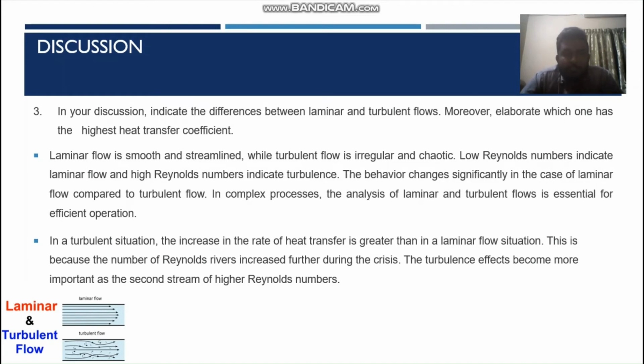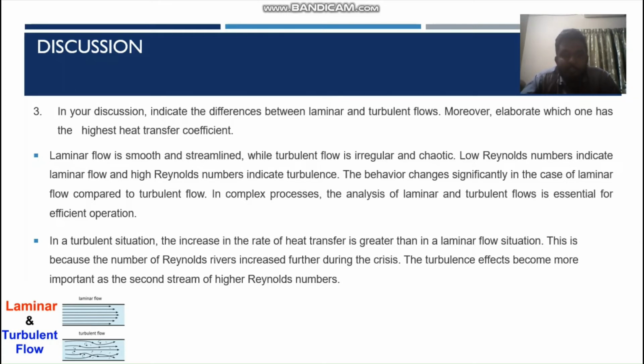The third question requires us to indicate the difference between laminar and turbulent flows. Moreover, elaborate which one has the highest heat transfer coefficient. Laminar flow is smooth and streamlined, while turbulent flow is irregular and chaotic. Low Reynolds number indicates laminar flow and high Reynolds number indicates turbulence. The behavior changes significantly in the case of laminar flow compared to turbulent flow. In complex processes, the analysis of laminar and turbulent flow is essential for efficient operation.